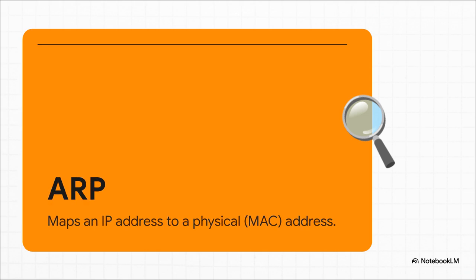So, the local router has a packet for a specific IP address, but it needs to know which physical machine to hand it to.